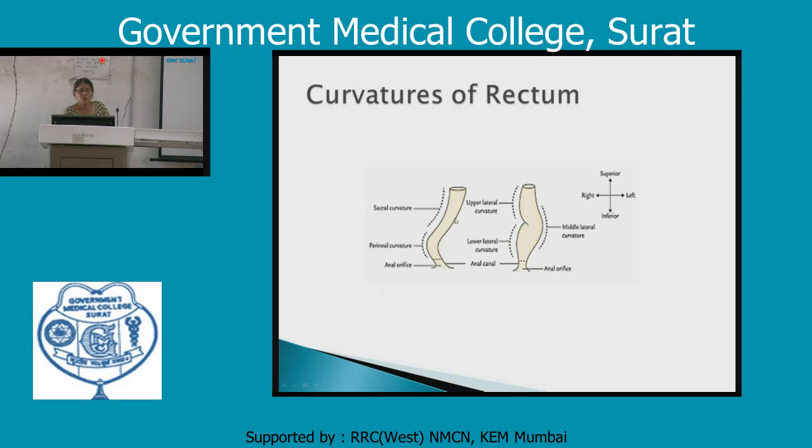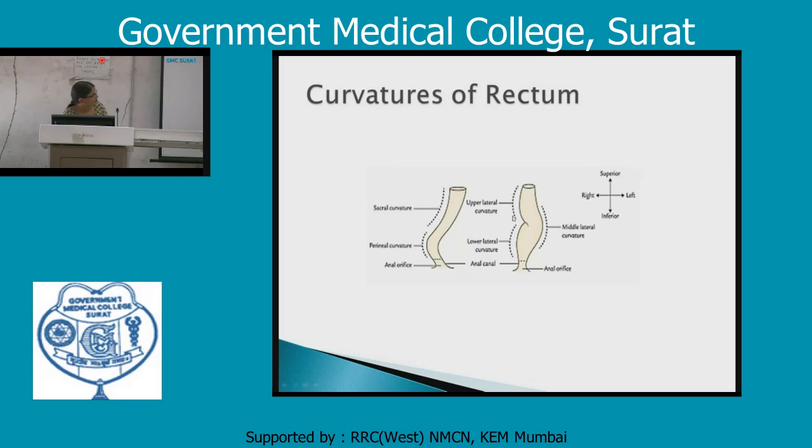So two anteroposterior curvatures, sacral and perineal curvature. Lateral curvature: first see the direction, superior, inferior. This is right side, this is left side. So the first curvature is convex to the right, the upper lateral curvature. This is convex to the left, the middle lateral curvature. And this is again convex to the right, the lower lateral curvature. So these are the three lateral curvatures: upper, middle, and inferior lateral curvature.